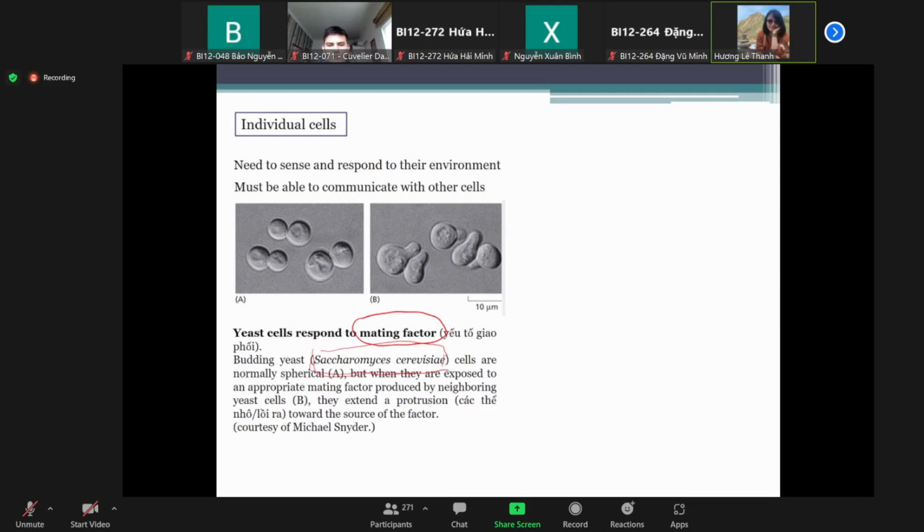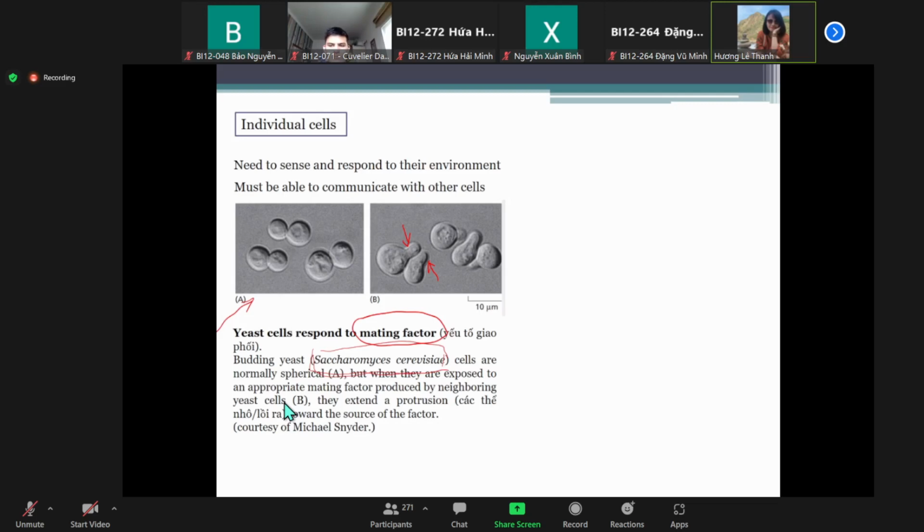They are normally spherical, like a round shape here. But when they are exposed to an appropriate mating factor produced by the neighboring cells, they extend a protrusion here. You can see the protrusion here toward the source of the factor. So this is how the yeast cells communicate with each other, by secreting one type of protein we call the mating factor.